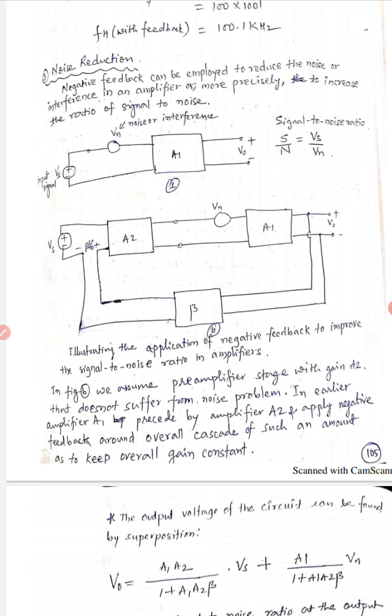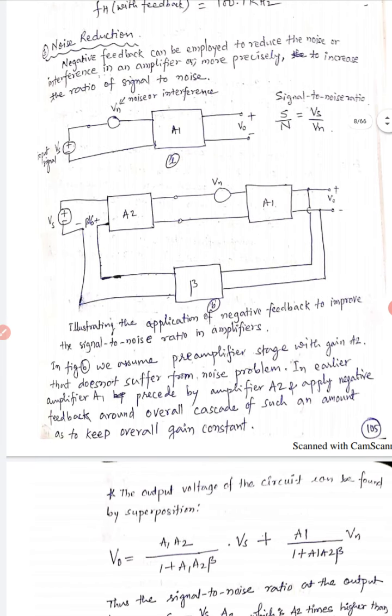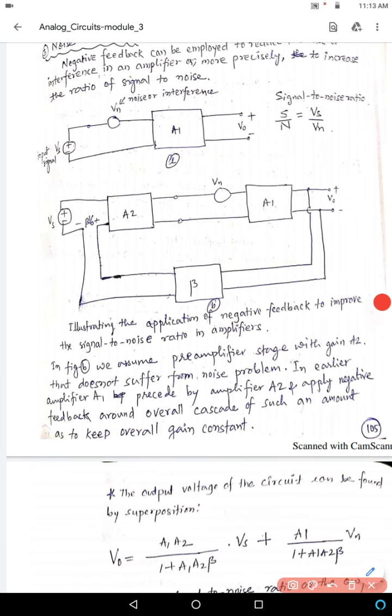It will reduce the noise. Obviously, if we want to reduce the noise, the SNR should be more. That is the signal to noise ratio should be more. For example, if SNR is more than any value, then obviously the signal will be more than the noise. Hence, always make sure that SNR will be more in a feedback amplifier.